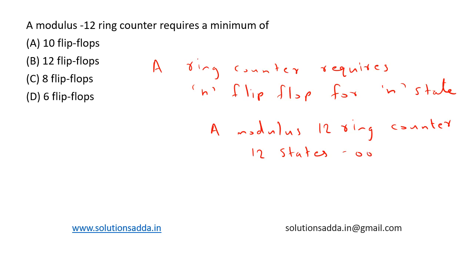starting from 0000 to 1011. So at least 12 bits are required. So a minimum of 12 flip-flops is required for a modulus 12 ring counter. So the correct option is option B, 12 flip-flops.